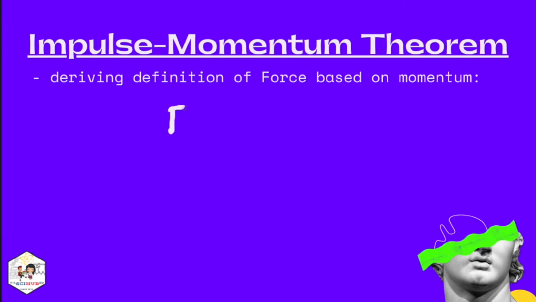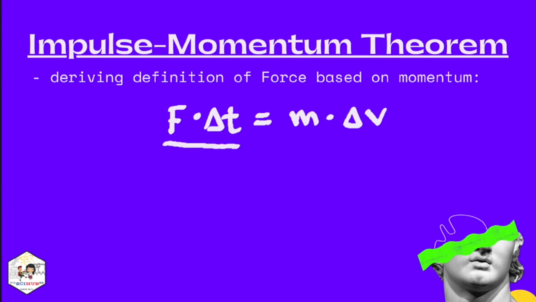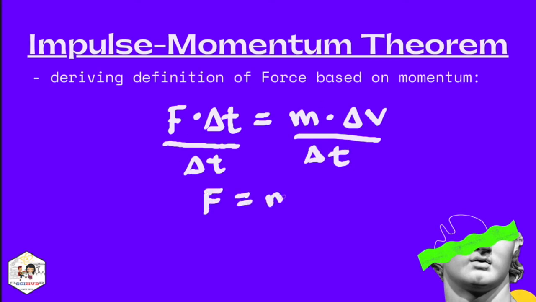Okay, so let's rewrite our general equation. Force times the change in time is equal to mass times the change in velocity. And if we isolate F again, we're going to manipulate the general equation to derive force. We'll be dividing the change in time on both sides of the equation, and we will get force is equal to mass times change in velocity over change in time.